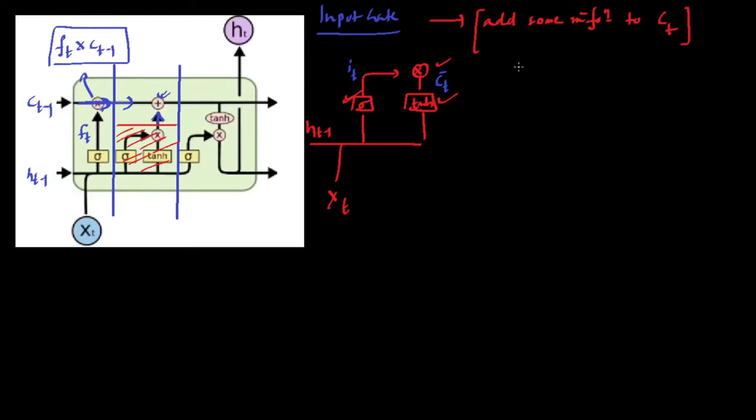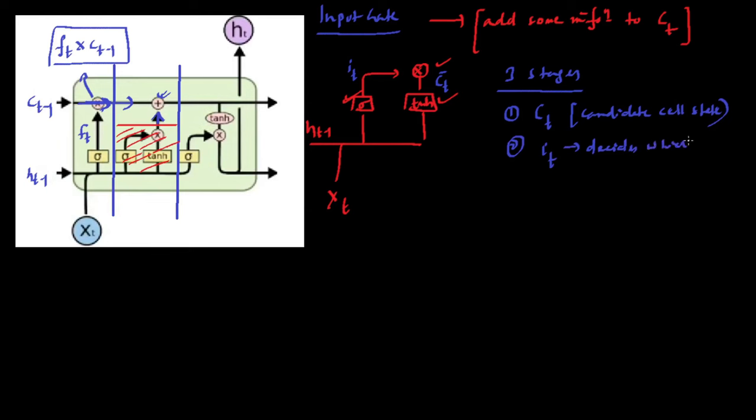So I will be dividing the task into three different stages. The first stage is the calculation of CT dash, which is your candidate cell state. The second one is the calculation of IT, which basically decides which value from the candidate cell state to keep. And the third one is majorly the calculation of CT. Ultimately, we will be calculating the CT part, right?